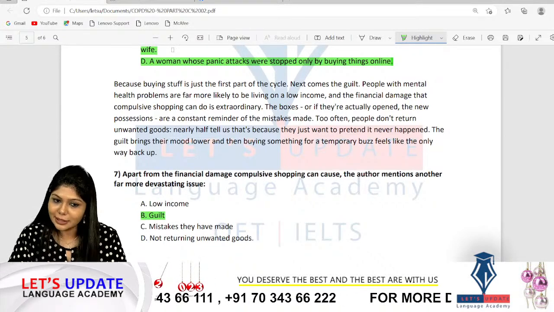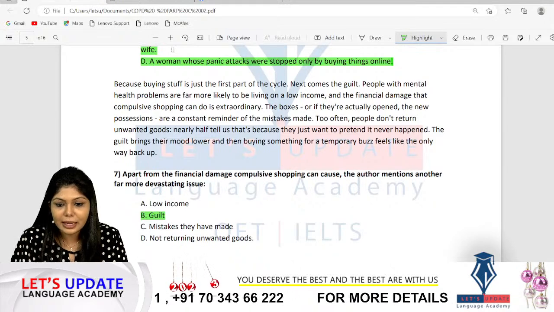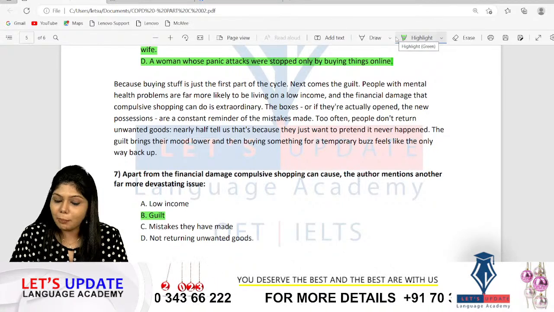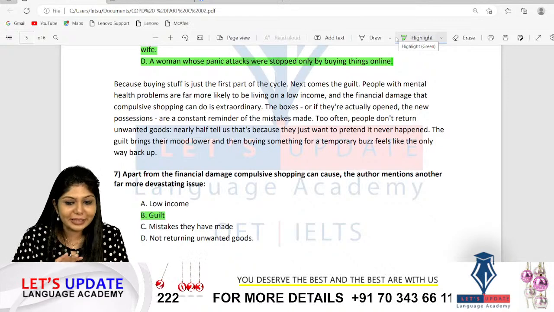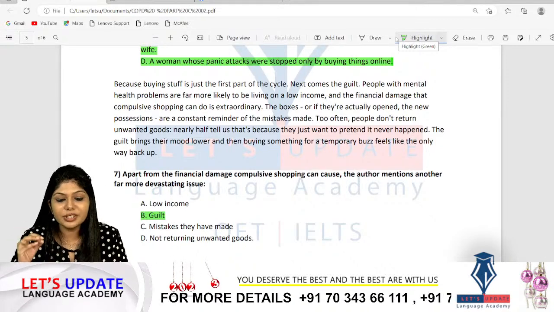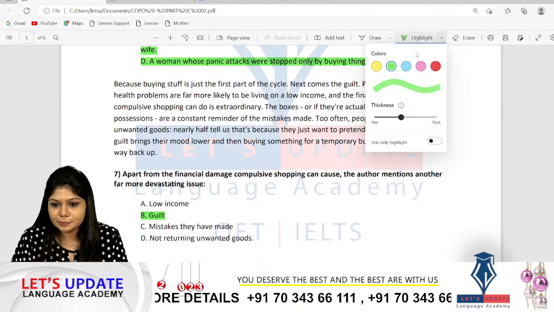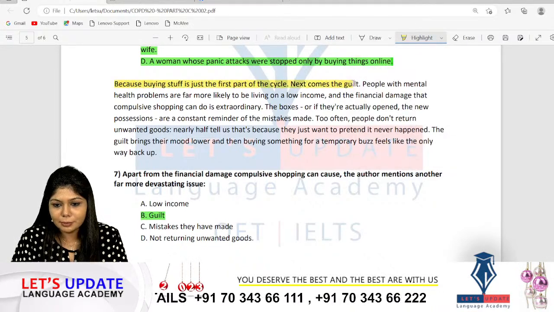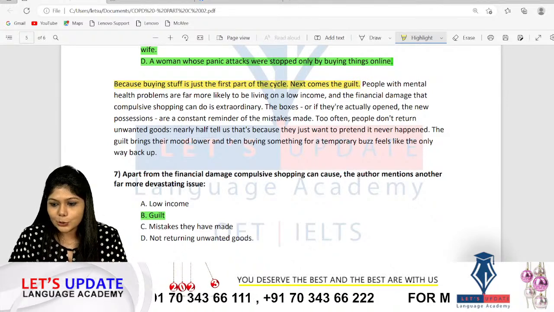Okay, because let's look at the first part of the paragraph. Because buying stuff is just the first part of the cycle, next comes the guilt. Okay, and what is the question? Apart from the financial damage compulsive shopping can cause, which has already been discussed before, the author mentions another far more devastating issue, and that issue is guilt. That is as described or mentioned in the very first line. Okay, and that is our answer.